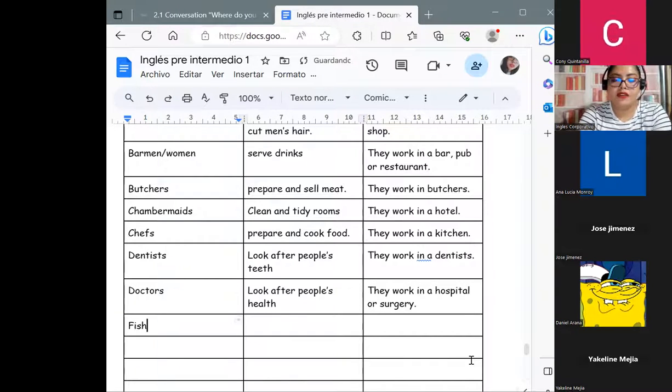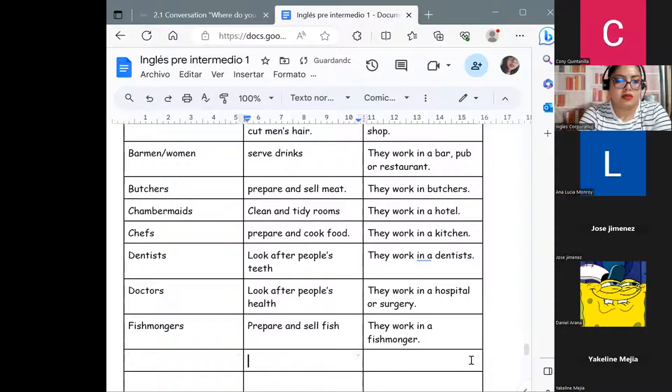Fishmongers. Prepare and sell fish. They work in a fishmonger. Flight attendant. Look after passengers. They work in an airplane, in this case, because that is the place in which they are much of the time.